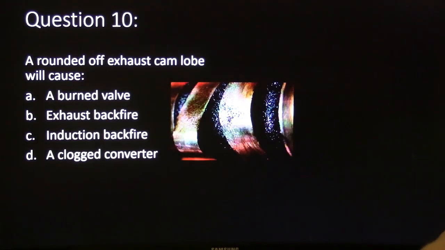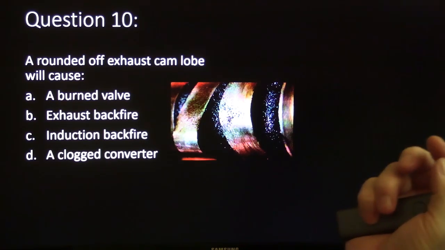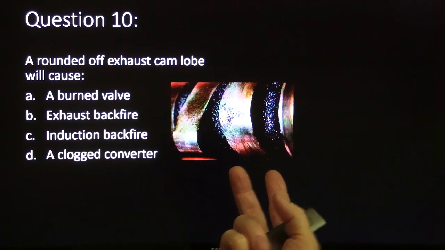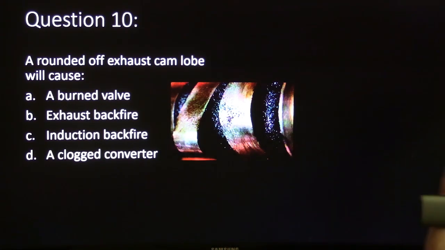Question number 10. A rounded off exhaust cam lobe will cause what? A, a burned valve. B, exhaust backfire. C, induction backfire, or D, a clogged converter.